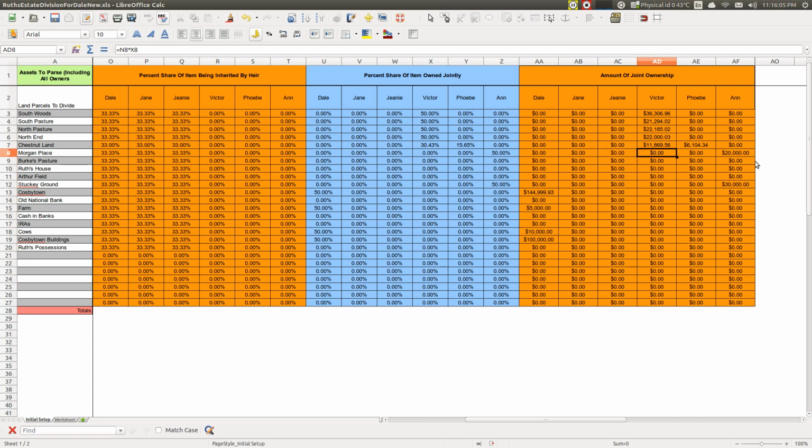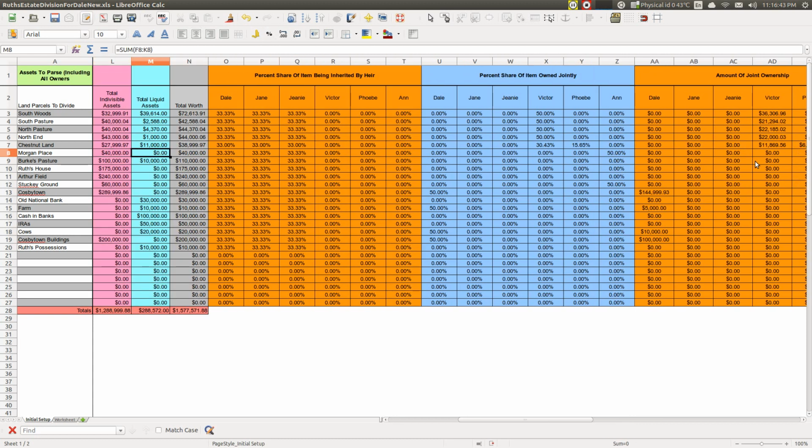And here, Ann does own things because she owns 50% of the Morgan place, excluding Jane's house, and she owns 50% of the Stuckey land if it still exists down in the bottoms. And you'll fix all that up later. So Ann owns a total of $50,000 worth of stuff. This is just for your information, and that's it. I'm not even sure I protected these cells. But it's not important, it's just for your information.